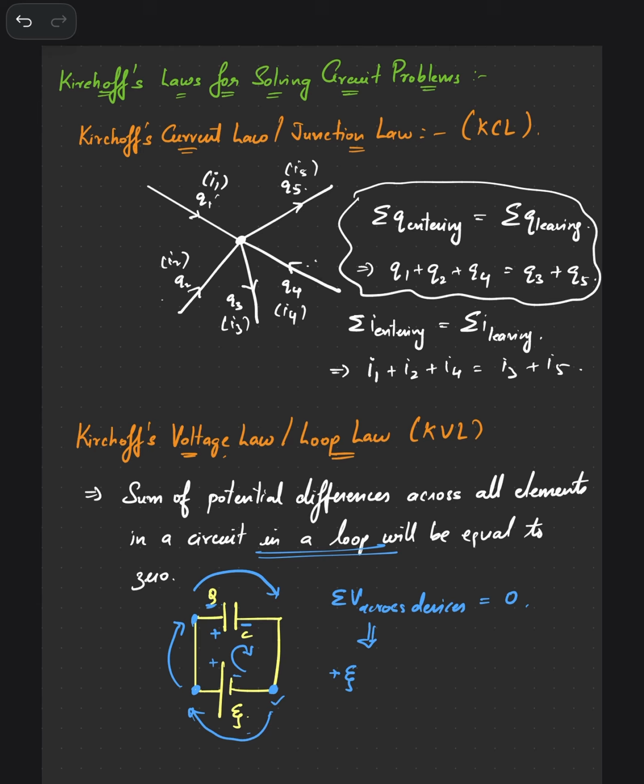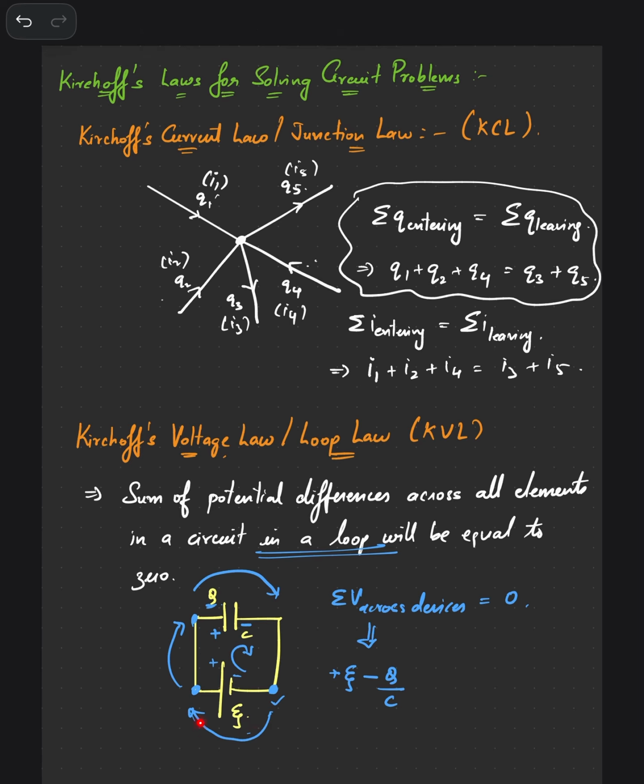And what's the potential difference across this element? The potential difference across this element is nothing but the potential difference across the capacitor. So that will be equal to Q by C. And I know that when I go from here to here, I'm going from the positive plate to the negative plate. So potential will decrease. So I'll say that my potential has decreased by Q by C.